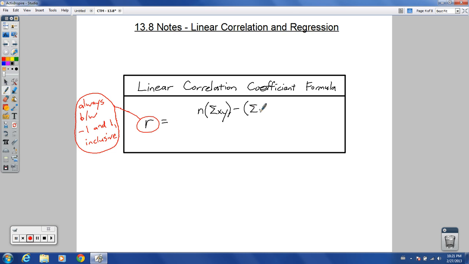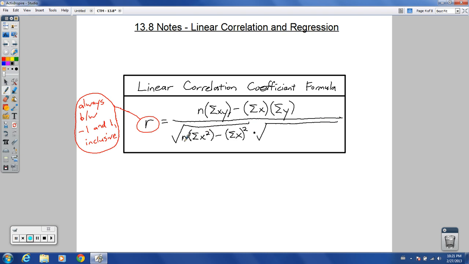Well, why don't I just write this all down? I'll explain as I go. So the sum of the x values times the sum of the y values, all of that is over the square root of n, the number of values, times the sum of the x squared values minus the sum of the x values squared. So this is all under the square root here. And then we have this times one more square root. It looks exactly like this, just with the y's. So n times the sum of the y squared pieces minus the sum of the y pieces squared.